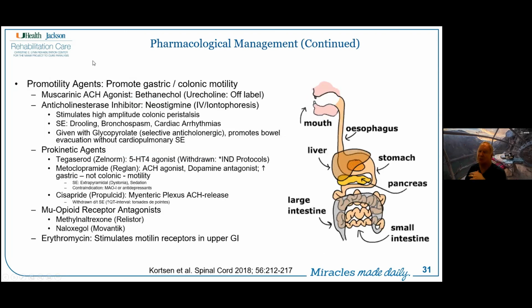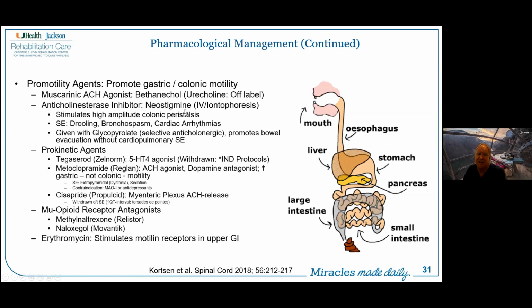And then what about pro-motility agents? No matter what we're doing, it just doesn't seem like things are moving through. These agents are to promote gastric and colonic motility. So bethanechol, Urecholine, can be used off-label and may be helpful. Remember, these are muscarinic cholinergic agonists.